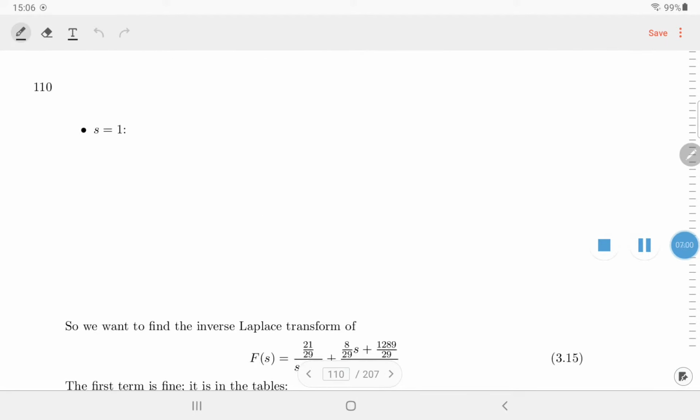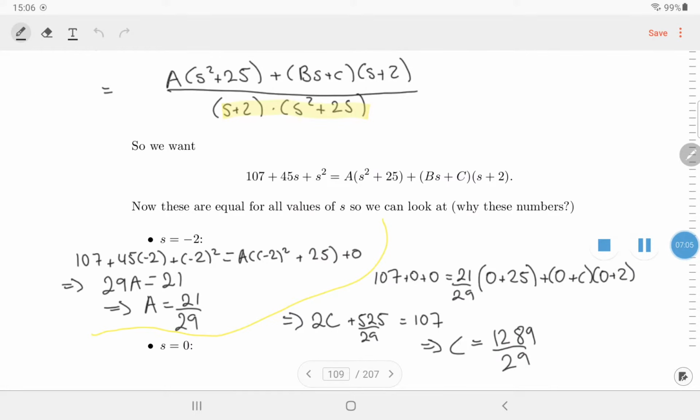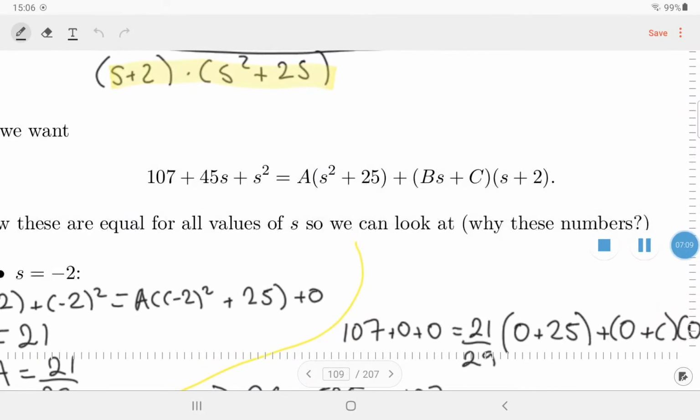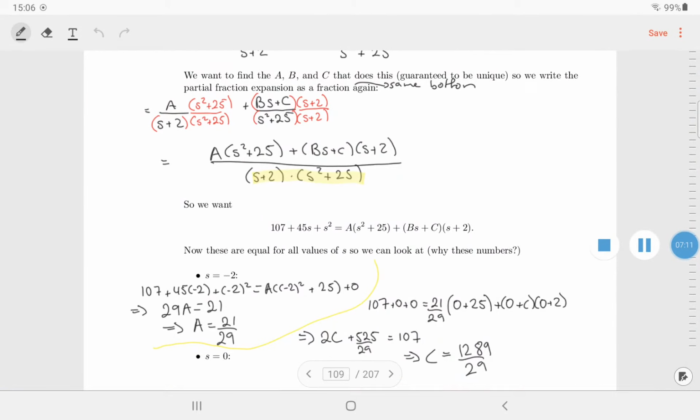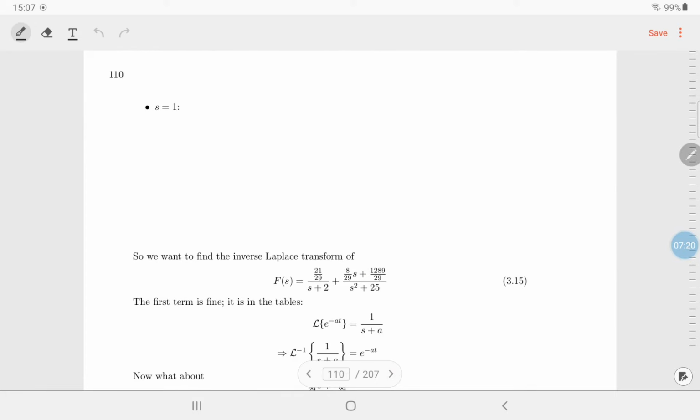So if I substitute in s equal to 1, I'm going to be plugging in s equal to 1 into both sides of this. But we know that a is 21 over 29, and we know that c is 1289 over 29. There's no harm seeing this. I mean, there's nothing to say that numbers should be nice. So let's see what we get.